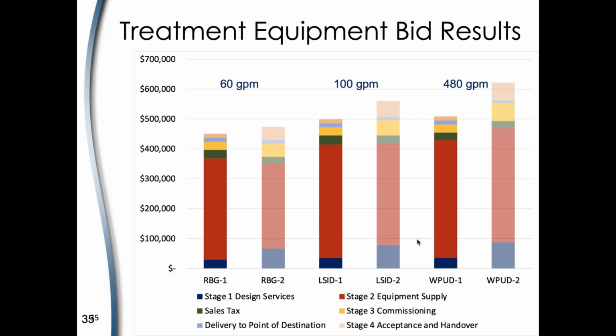These stacked bar charts are comprised of, going from bottom to top, stage 1 design services, sales equipment supply, sales tax, commissioning, delivery, and then acceptance and handover. And you'll note the predominant portion of the cost is the actual equipment. But note, as you go from the 60 GPM cost on the left to the 480 GPM cost on the right, they're damn near the same. And there's not really a way to make it cheaper for 60 GPM.